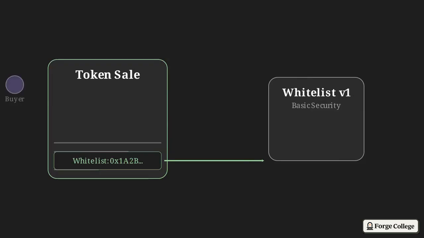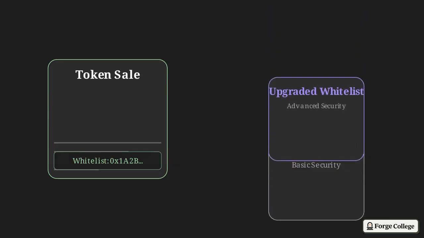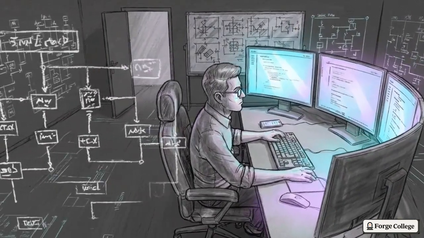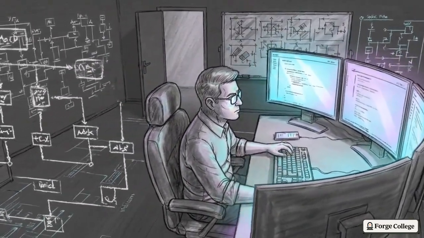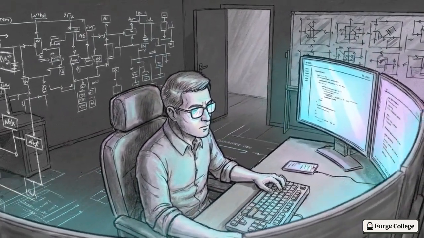Calling an external contract takes more network energy, called gas, for every purchase. However, the benefit is huge. You can overhaul whitelist rules or switch security providers without redeploying your main token sale contract. Balancing that extra transaction cost against the ability to update your security is one of the key technical puzzles you'll solve as a Solidity developer.